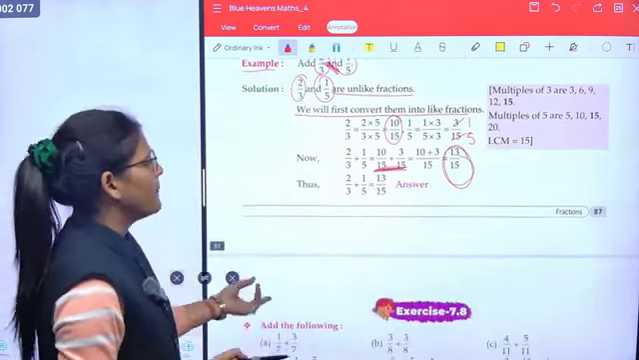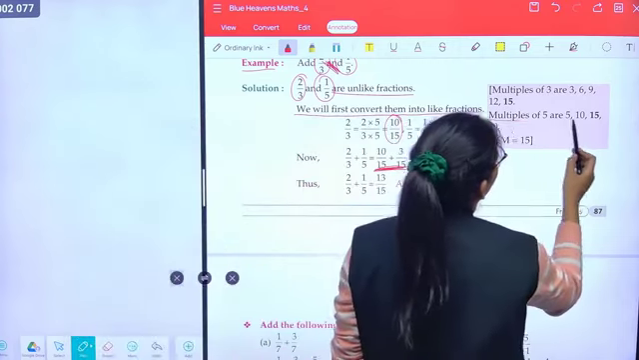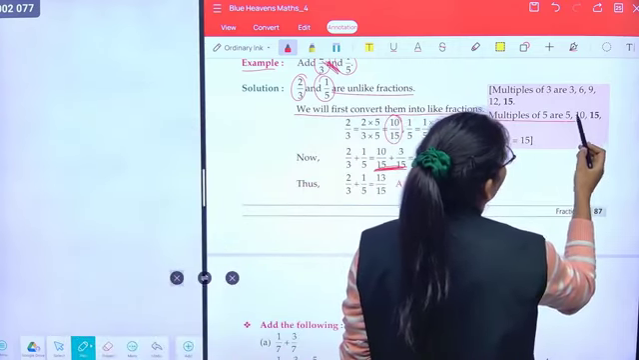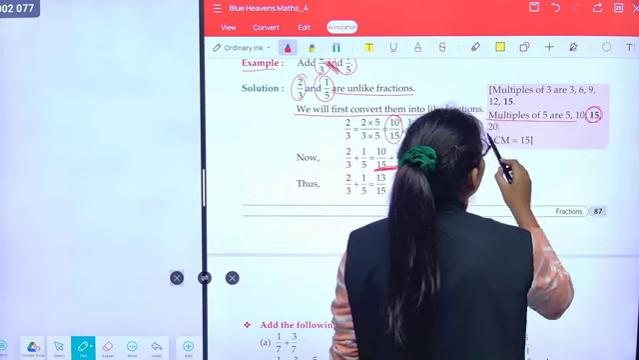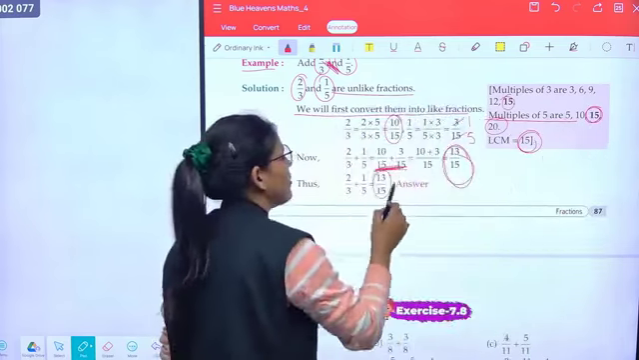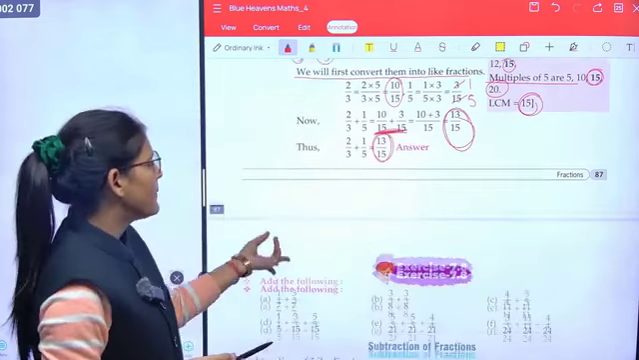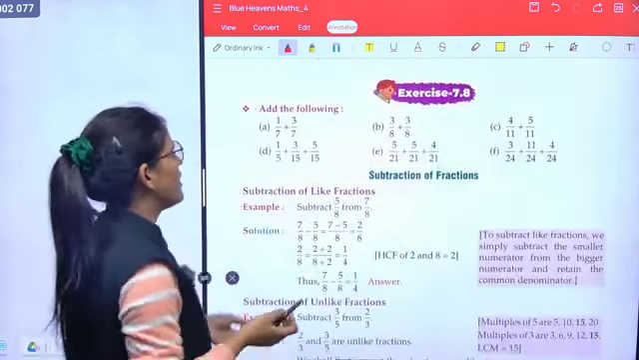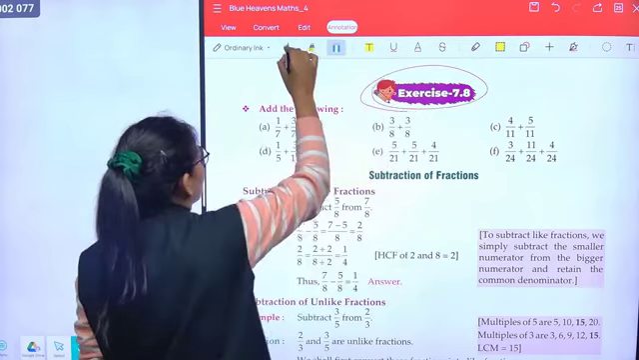अब इन्हें एलसीएम लेके देखो, multiple of 5 and 10, 5 1s are 5, 5 2s are 10, 5 3s are 15. So LCM is 15. Now 13 upon 15. Understand? Come on the exercise 7.8.